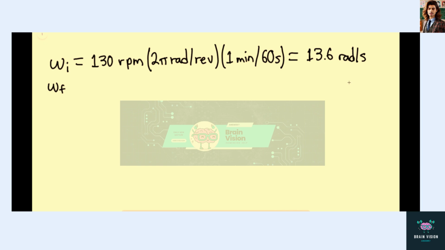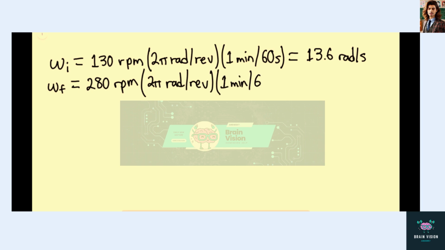Omega final, the final angular velocity, 280 RPM. This would be multiplied by 2 pi radians per revolution, and then again 1 minute for every 60 seconds. This is giving us 29.3 radians per second. For part A, we want to find the angular acceleration.